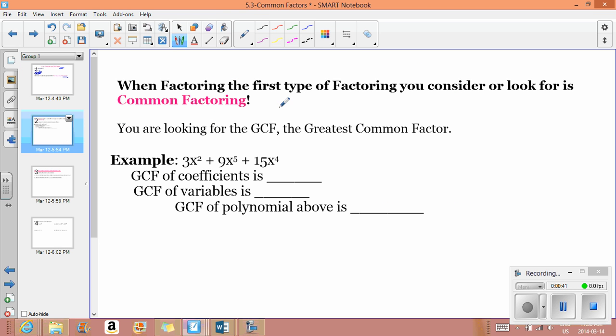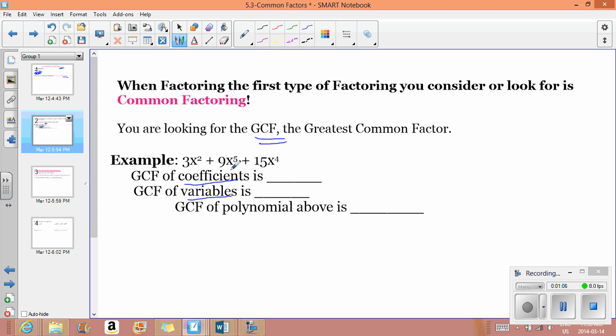So again, common factoring is the first type of factoring you always look for. And what you're looking for is the greatest common factor, GCF. So if you look at these terms here, you're looking for the greatest common factor. First you look for the coefficients, and then you look for the variables. So looking at the coefficients, 3, 9, and 15. What is the most that you could factor out? What is the most that you could divide each of the terms by?